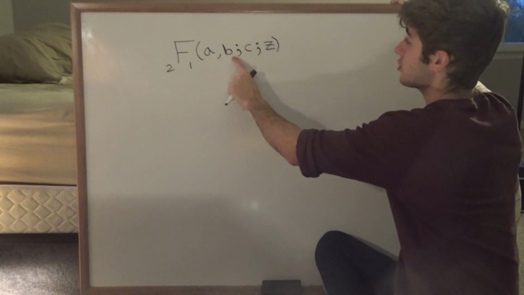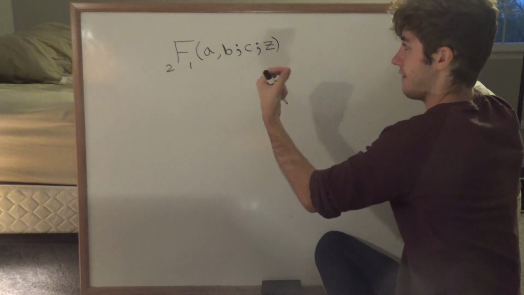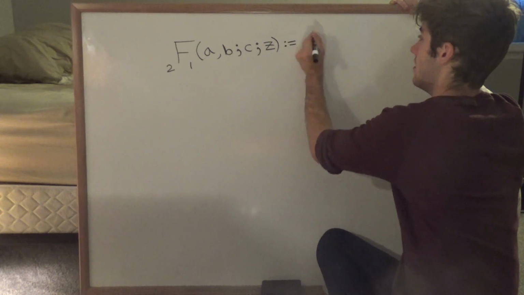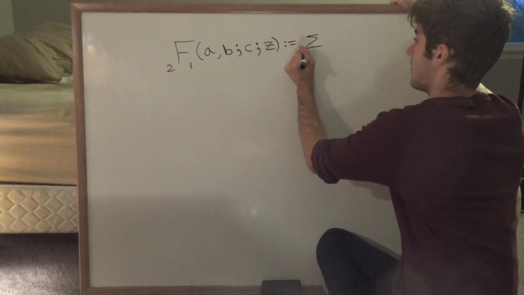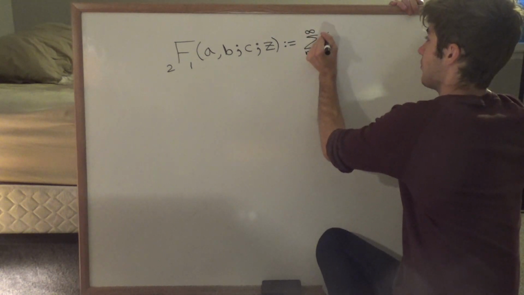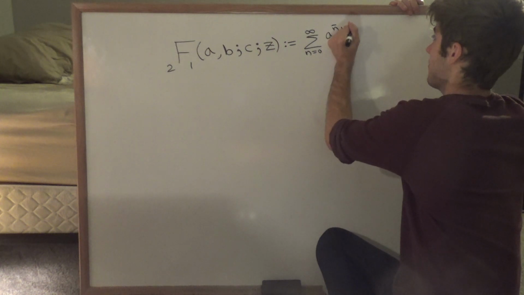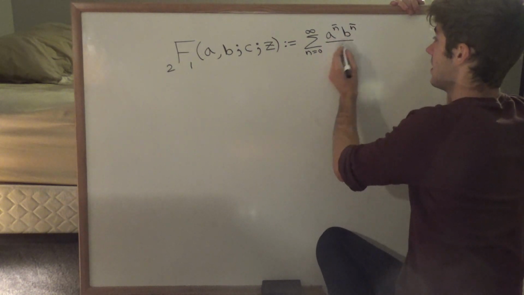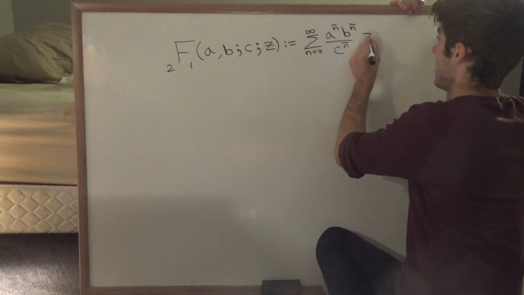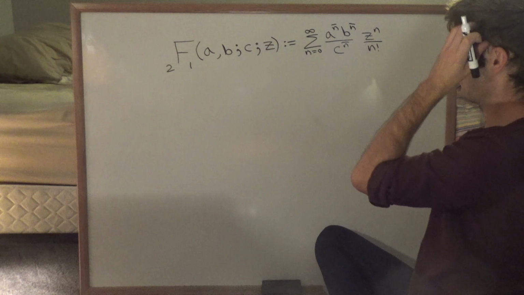And so essentially these are just sort of numbers you pick, and you can pick them to be whatever you want, honestly, and z is like the variable. So this is defined to be the sum from n equals 0 to infinity of the nth rising factorial of A times the nth rising factorial of B divided by the nth rising factorial of C times z to the power of n divided by n factorial.